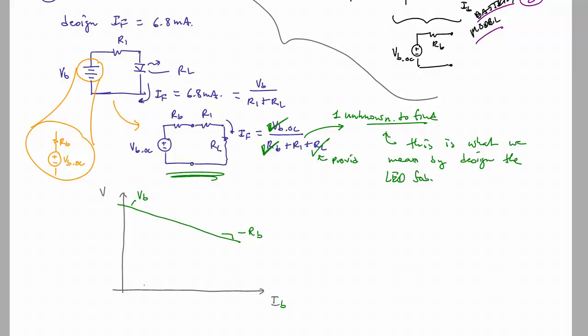Then we will plot the VI relationship for our load. So we have VL is equal to RL times IL, which is IB. Same current. So that's a straight line also, but it intersects 0, and it's got a positive slope of RL. Now the question that I have is, what is the significance of this point right here where those two lines intersect?